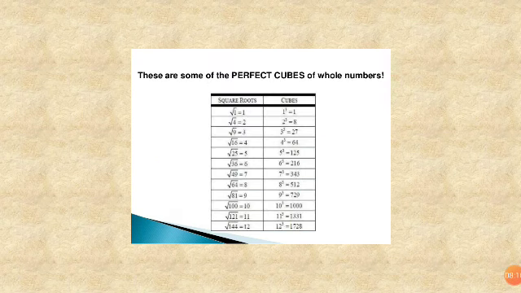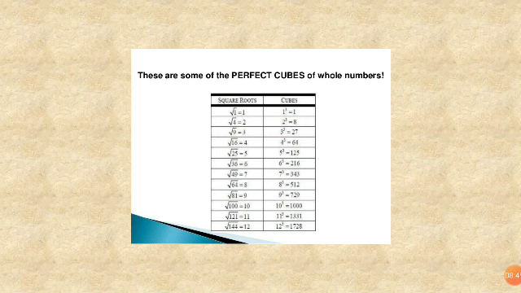These are the perfect cubes of whole numbers. First, square roots. The square root of 1 equals 1. The square root of 4 equals 2. Already you studied the square root. The square root of 9 is 3. The square root of 16 is 4. The square root of 25 is 5. The square root of 36 is 6. The square root of 49 is 7. So these are the square roots of the numbers.